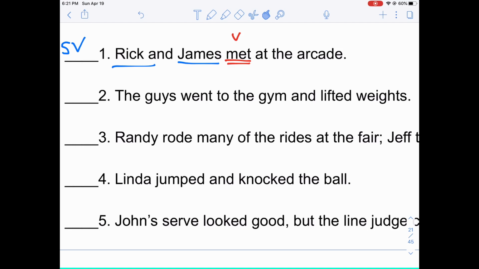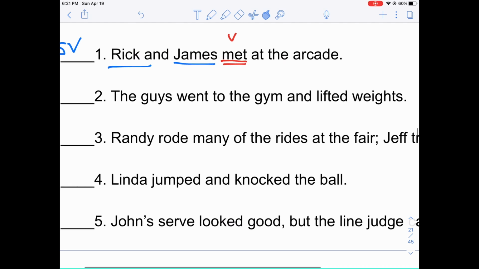The guys went to the gym and lifted weights. That makes sense to me as an independent clause, but there are no commas or coordinating conjunctions or semicolons. So, well, actually, that's not true. I'm going to backtrack. This "and" in the middle here, even though that is a word that is one of the FANBOYS, it is not being used as a coordinating conjunction here.